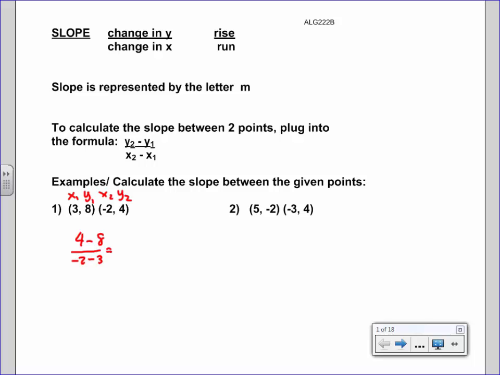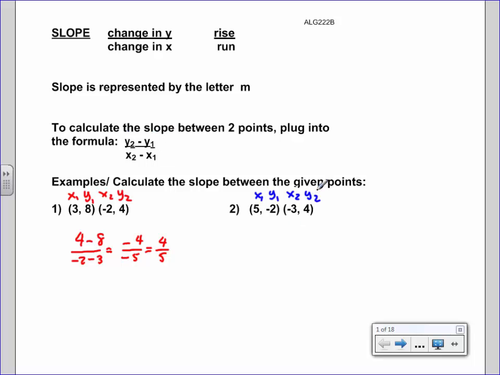And to calculate the slope, 4 minus 8 is negative 4. And negative 2 minus 3 is negative 5. And a negative over a negative is a positive. So you have a slope of 4/5 or 4 over 5. Okay, let's try another one now. Just go across, label x1, y1, x2, y2, and plug them back into this formula.